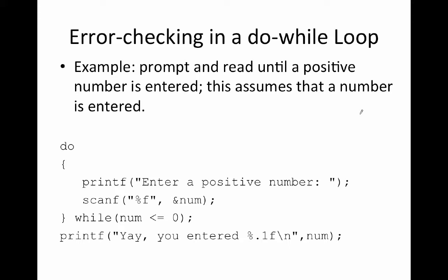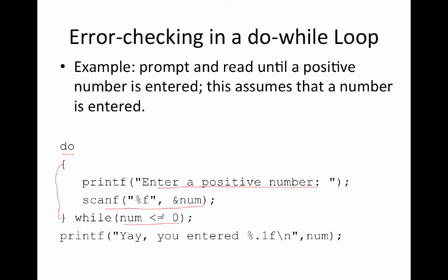And we're assuming in this code that a number is entered by the user. So we're not checking what is returned by scanf. We're just checking the value of the number to see whether it's a positive number or not. Okay, so we start with the word do, and then in the action, we're prompting the user to enter a positive number. We're reading into a number variable, a float variable, and we're going to do that as long as the number is less than or equal to 0.